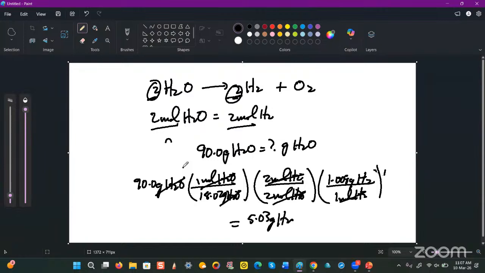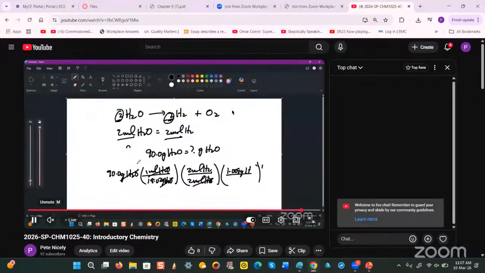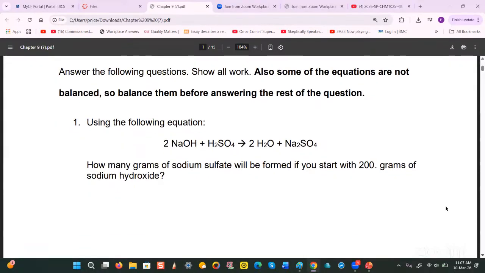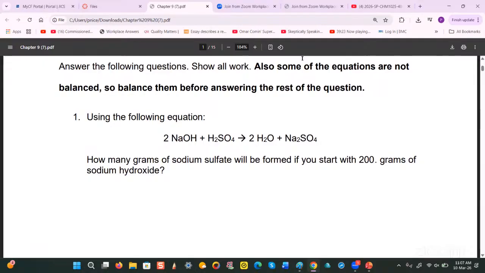So these are the kind of calculations that we'll be dealing with in this chapter. All right. So with that said, let me get to the assignment. So this question, as I said before, in order for you to do these calculations correctly, you have to ensure that the equations are balanced. So as stated here, some of the equations are not balanced, so make sure that you balance them before you answer the rest of the question, all right?